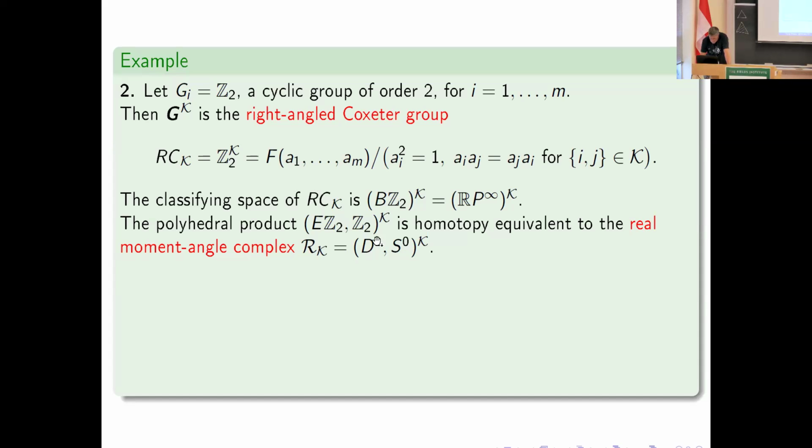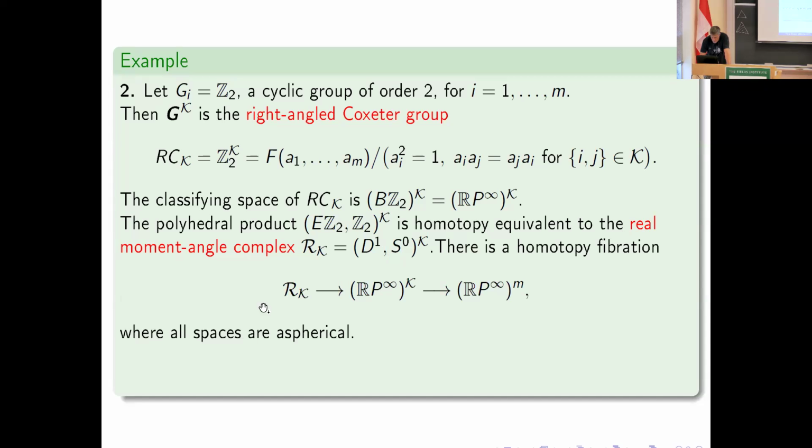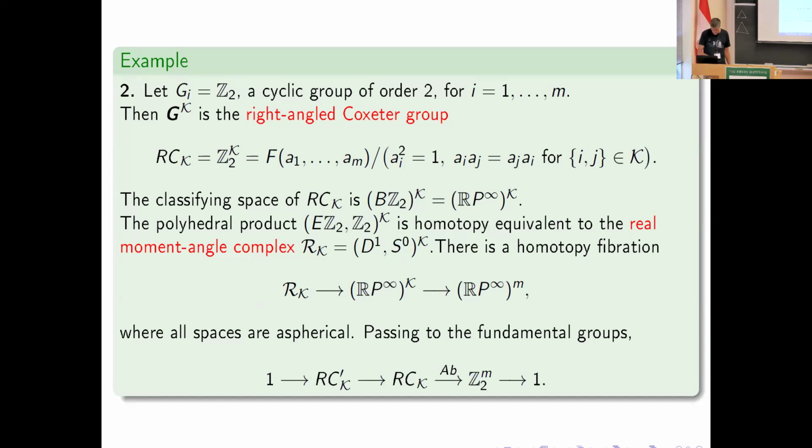It's just a cubical complex, a subset in the m-cube. And so you have this homotopy fibration, again, in which all those spaces are spherical. And now, unlike the case with the Artin group, this is a finite CW complex. So it's a subcomplex in a cube. And again, passing to the fundamental groups, you get this exact sequence where this one is a commutator subgroup of a right-angled Coxeter group.